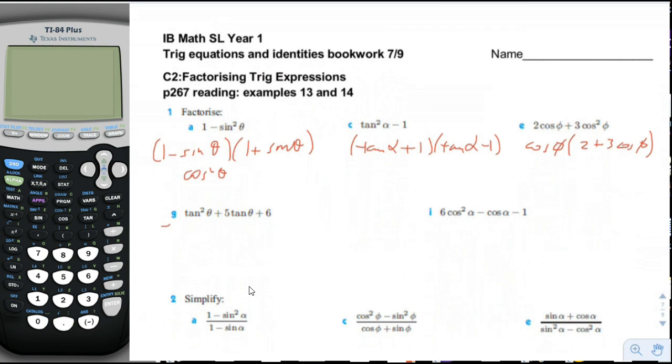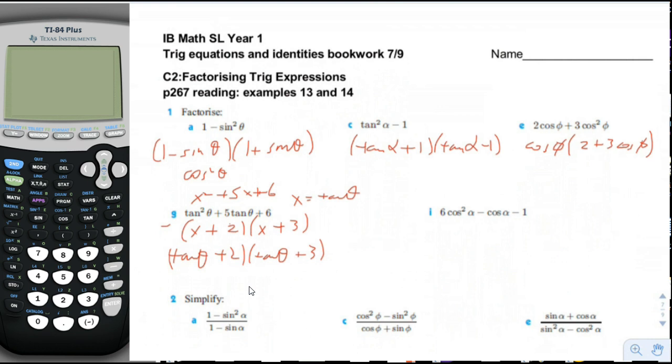Here, it looks like we have, if we did the substitution method and we said x squared plus 5x plus 6, we would factor that into x plus 2 and x plus 3. And then we'd substitute back that x is equal to tangent of theta. So we'll have tangent of theta plus 2 times tangent of theta plus 3.